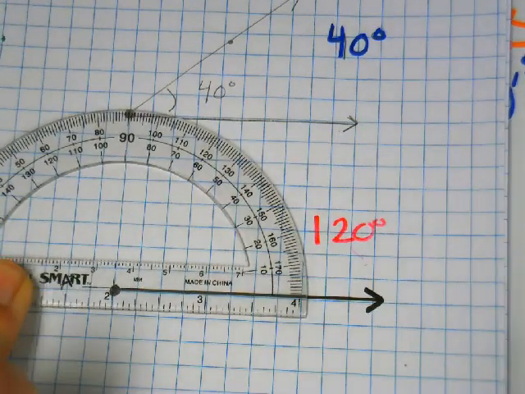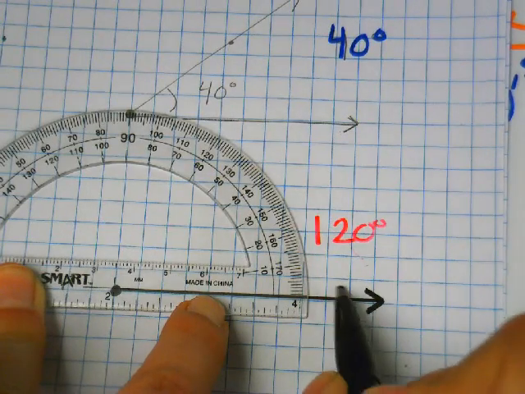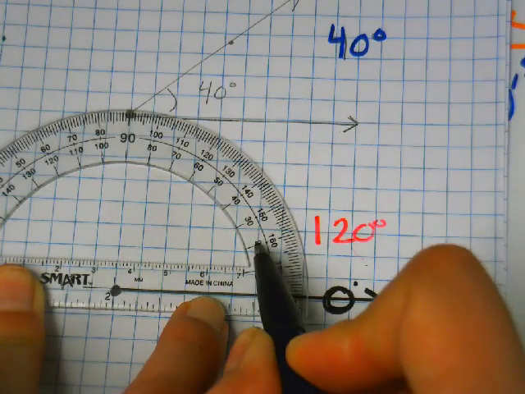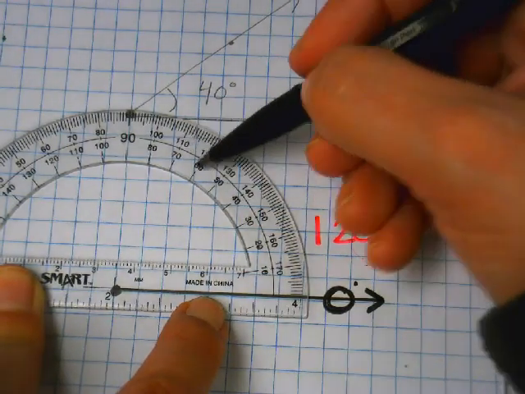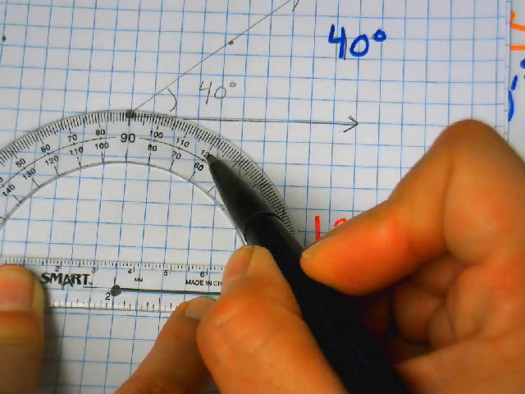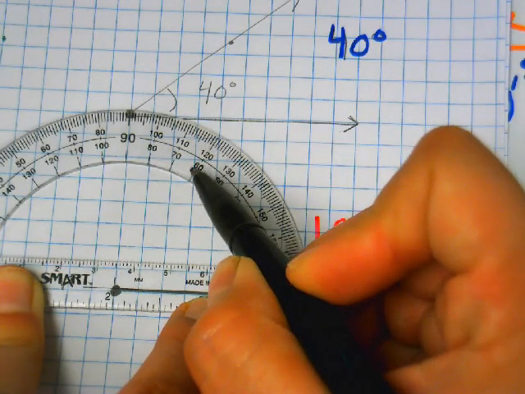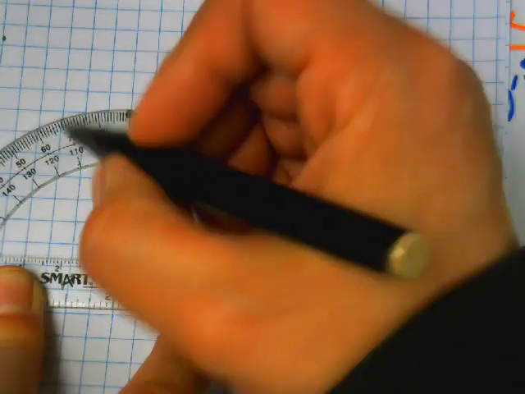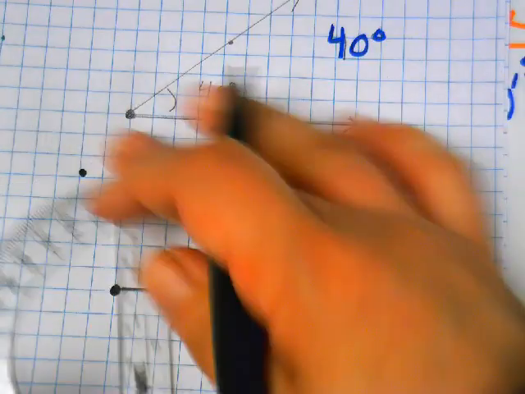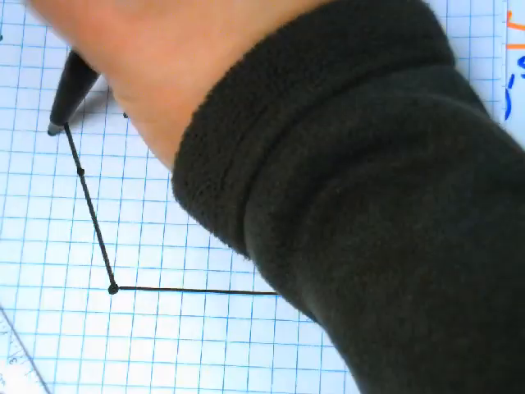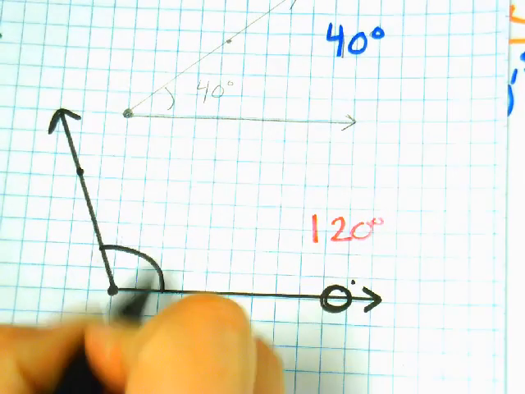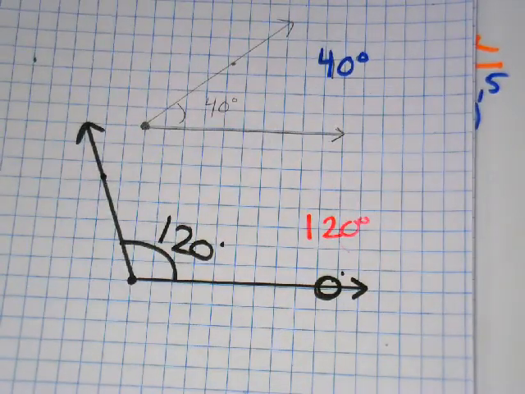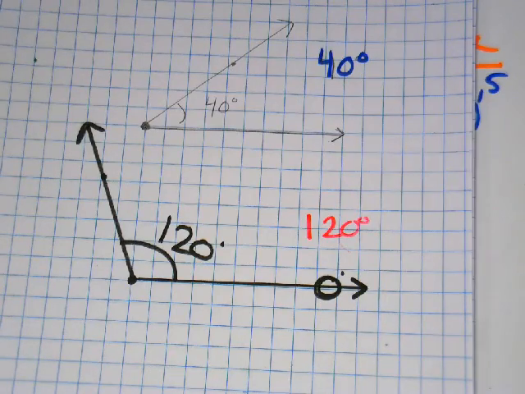All right, you need to use the inside numbers. Why? This is 0. So if this is 0, I'm going to go 10, 20, 30, 40, 50, 60. Do I stop here where it says 120? No, because that's really just 60. 60, 70, 80, 90, 100, 110, 120. So your dot should be up here. And this is how we know. It should be like that. This is 120 degrees. We can tell from a mile away if you are using the right numbers.